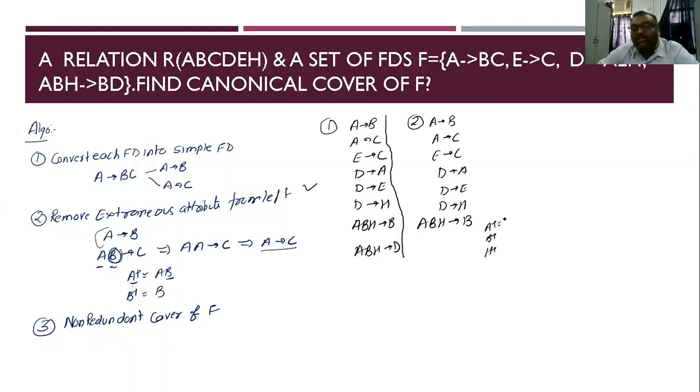When you find the closure of A, the closure of B, and the closure of H: what is the closure of A? In the closure of A, B is there, yes, B comes over there. But in the closure of A, H does not come over there. And in the closure of B, simply B is there. In the closure of H, simply H is there.